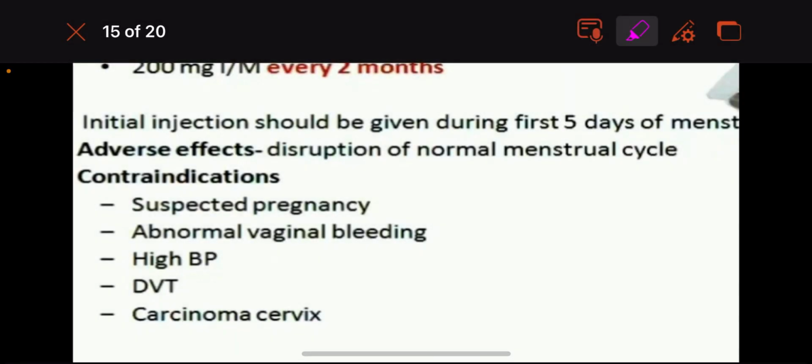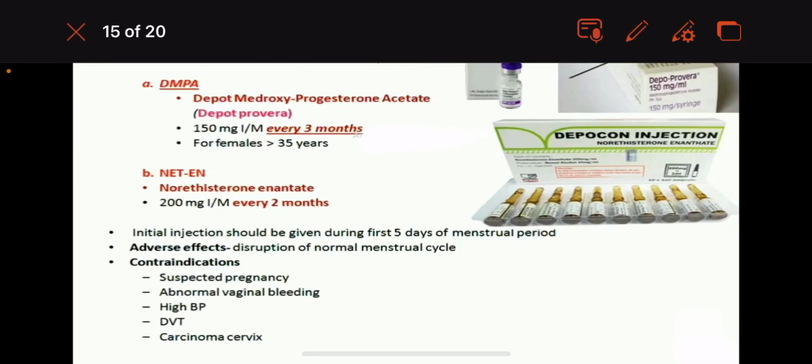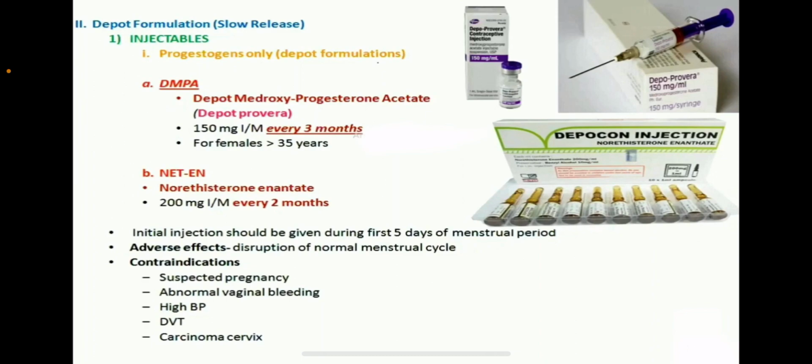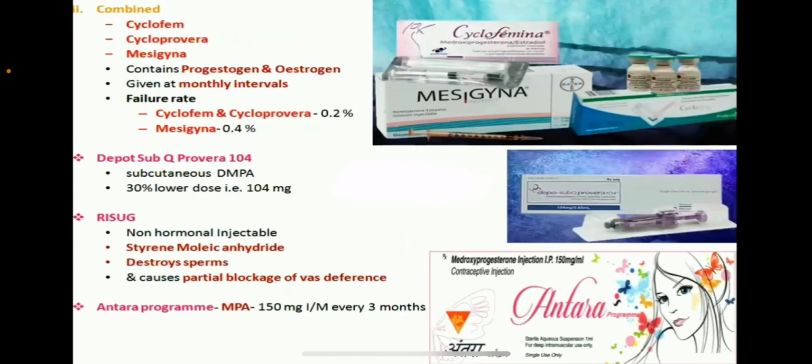Also, there is a difference between DMPA and DMPA-SC. DMPA-SC is injected under the skin. It also contains 104 mg of DMPA rather than 150 mg, so it is slightly less. The 150 mg is given intramuscularly, whereas DMPA-SC is given in the skin.